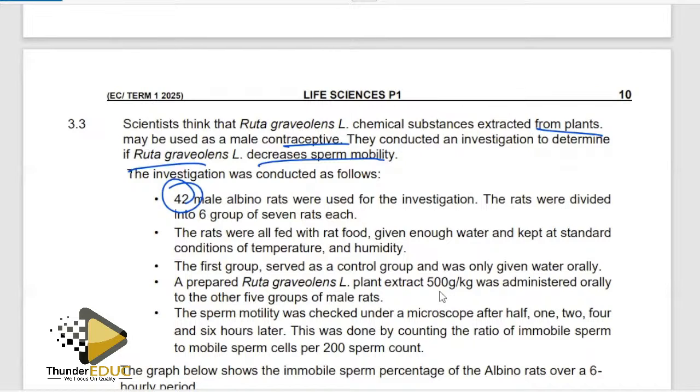The rats were divided in 6 groups of 7 rats each. The rats were all fed with food, given enough water, and kept at the standard condition of temperature and humidity. All right. They're saying the first group served as a control group, was given water only, orally. This substance, plant extract 5 grams per kg, was administered orally to the other 5 groups of male rats.